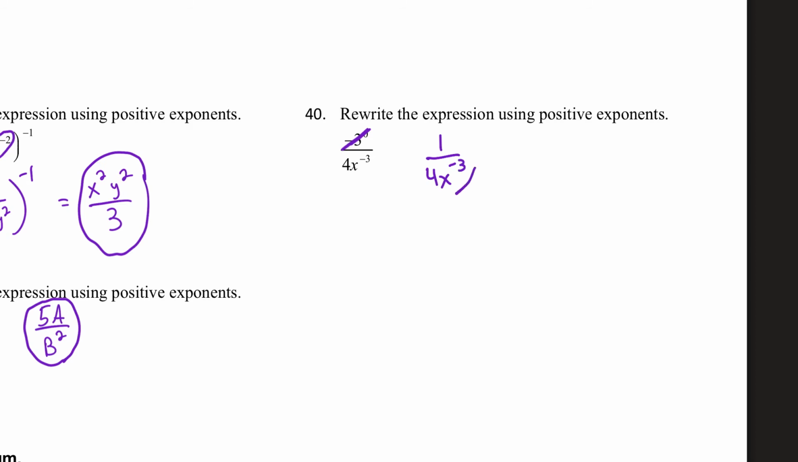Now we can deal with this negative exponent, x to the negative 3. That will move up top. It becomes x to the 3rd over 4. I can circle that.